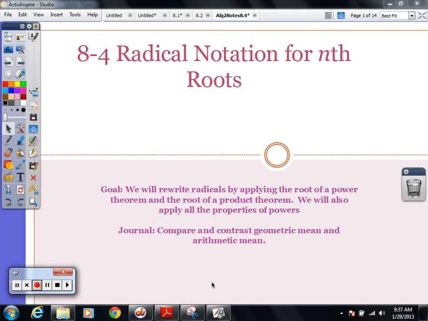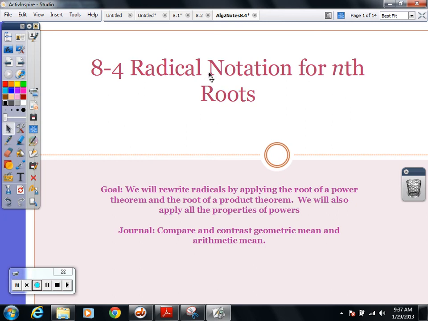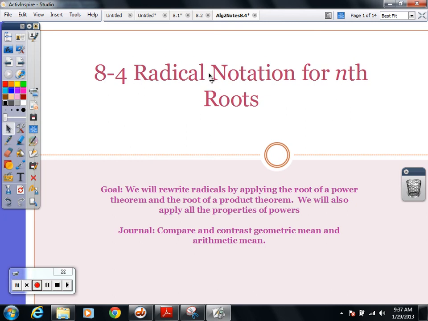These are your notes for section 8.4, radical notation for the nth roots. Mostly review today. There's a couple new concepts and a reiteration about when we use specific roots. Overall, I think this will be a pretty easy lesson for you. There's a journal choice for you.